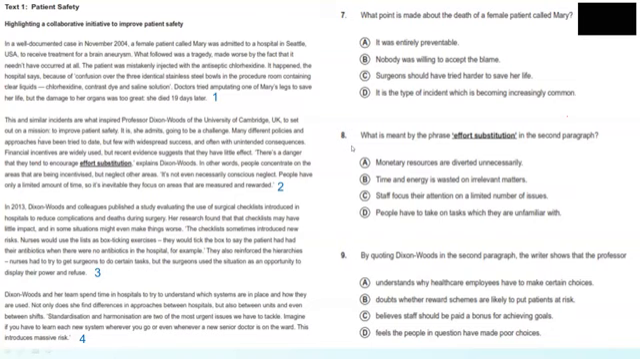I chose this because here, in the second paragraph, on the fourth line or fourth sentence, it's written: financial incentives are widely used, but recent evidence suggests that they have little effect. There's a danger that they tend to encourage effort substitution.